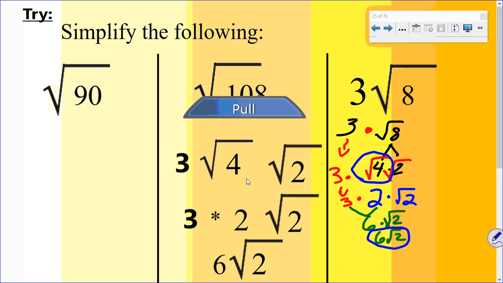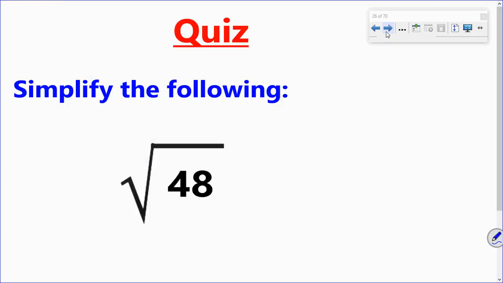So we broke down the 8, 4 times the 2, and the square root of 4 was 2. And remember we have that 3, we bring that down, and the square root of 2 we bring down. So we have 3 times 2 on the outside, 3 times 2 is 6, and bring down the square root of 2, and that's the answer, 6 square root of 2. So that was a good question. Here's a quiz I plan on giving, so try it, see if you get 100.